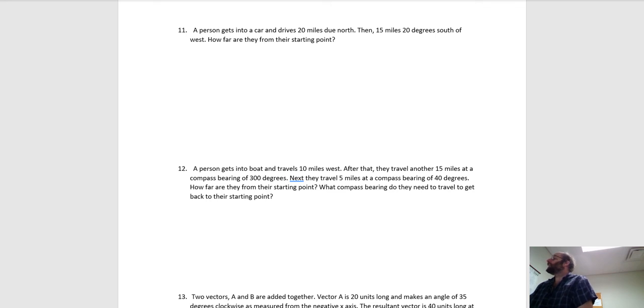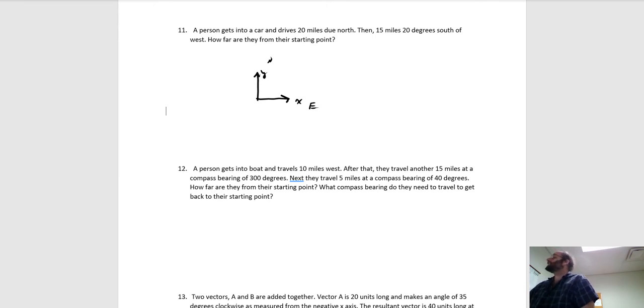Number 11, a person gets into a car and drives 20 miles north and then 15 miles 20 degrees south of west. So I'll go ahead and give you an idea what that picture would look like. Pretty much the same as any vector addition problem. Start by putting in a coordinate system, x, y. This one is about displacements like on a map: north, south, east, west. So let's call this east and this north, and then south would be this way and west this way. Now we're not going to need those arrows, so let me get rid of them.